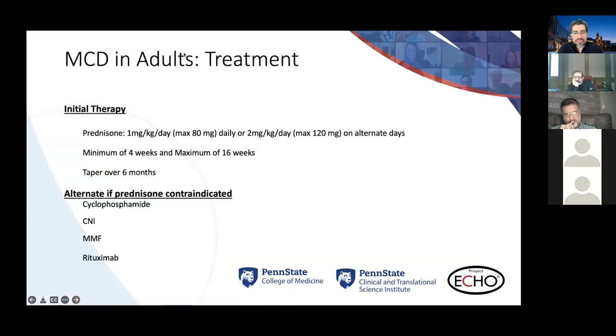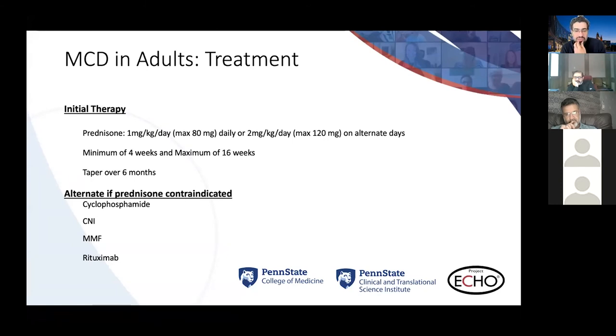So how do we treat? This is really a simplified version. Initial therapy in adults is prednisone 1 milligram per kilogram per day, max 80 milligram per day. Or if you want to go with alternate day, then 2 milligram per kg per day, which is maximum 120 milligram.